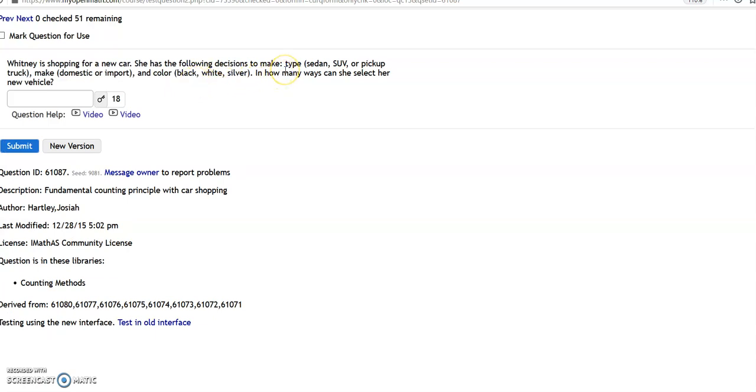Okay, you've got sedan, SUV, or pickup. So you got sedan, SUV, or pickup, that's 3. Domestic or import, 3 times 2 is 6. Color, black, white, or silver, 3. So 6 times 3 is 18. So basically 3 times 2 times 3.